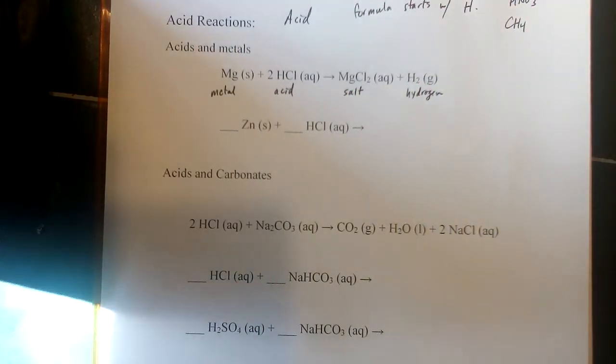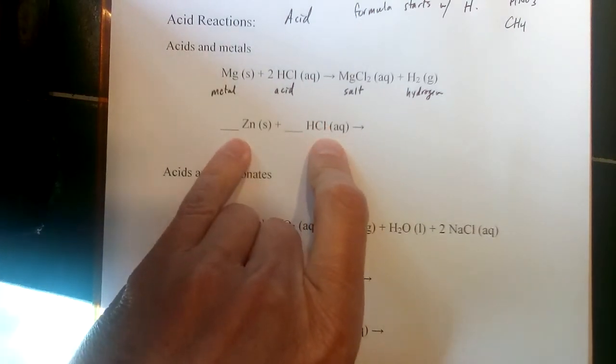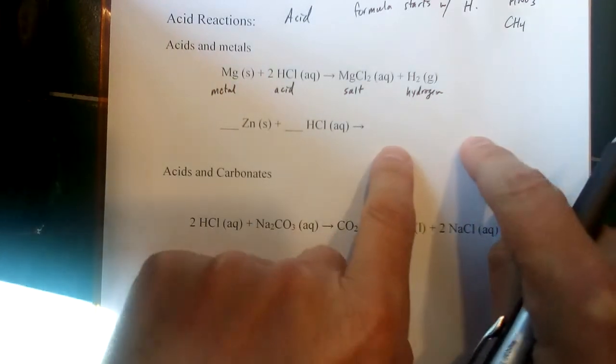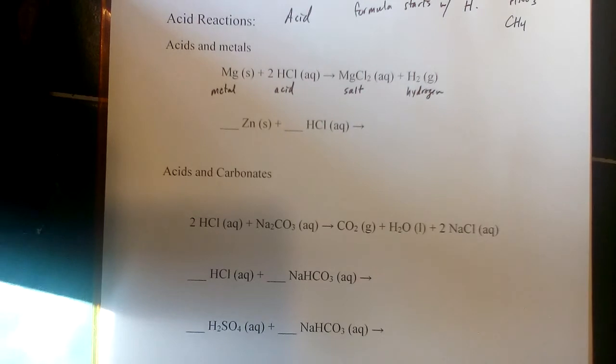Okay, and that is something you will need to know, because on a test it'll look more like this. I'll just give you a metal, I'll just give you an acid. You'll have to figure out what ends up on the other side and then balance the equation. Okay, and I've got several examples of each of these reactions, but again, this is something you'll need to practice so you can recognize what you're supposed to do.